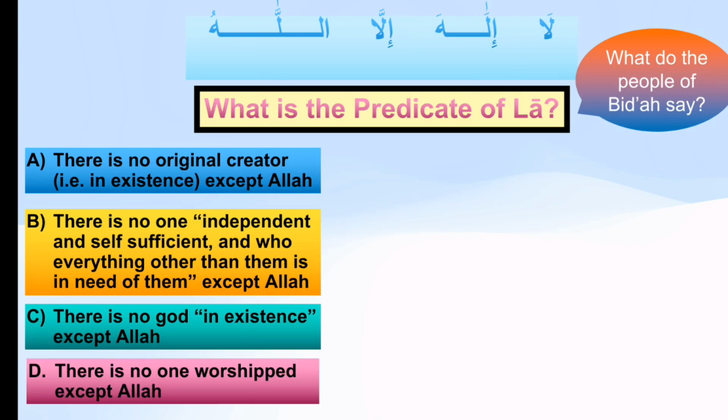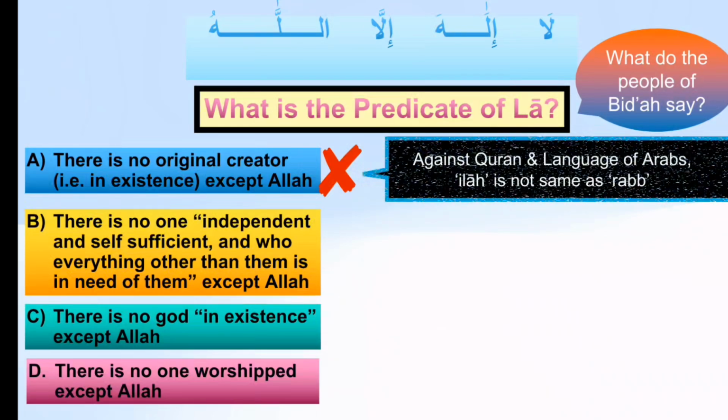And then the fourth and final wrong meaning that they say, they actually deny that there's any missing predicate at all, and they just say simply there's no one worshipped except Allah. So let's look at all these one by one. So first of all, there's no original creator in existence except Allah. This is wrong. Why is it wrong? Because it's against the meaning of the Quran and the language of the Arabs.